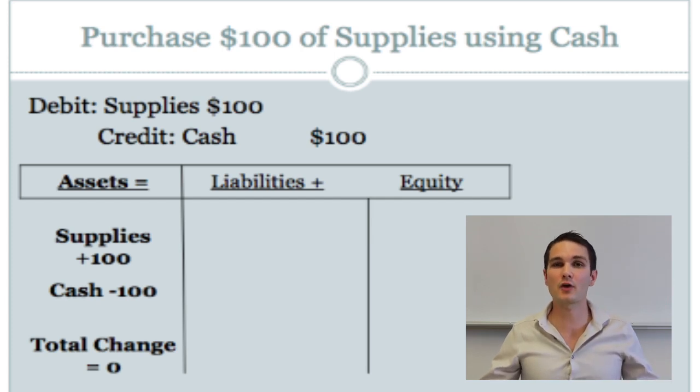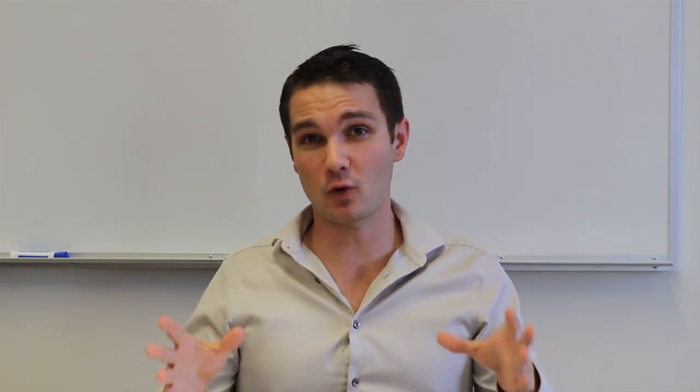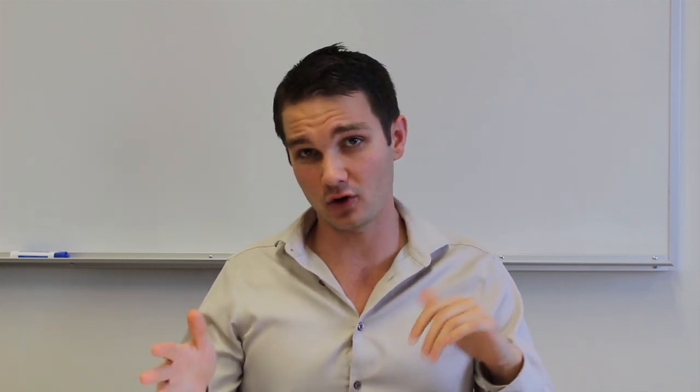Because we debited $100 to the supplies account and credited $100 to the cash account, we have a $0 change in the assets account. Because we have a $0 change in the asset account, we have no change to the accounting equation, therefore it is in balance. If you spend cash, you will always have to credit cash. If you remember this, you'll always remember at least one side to the journal entry.